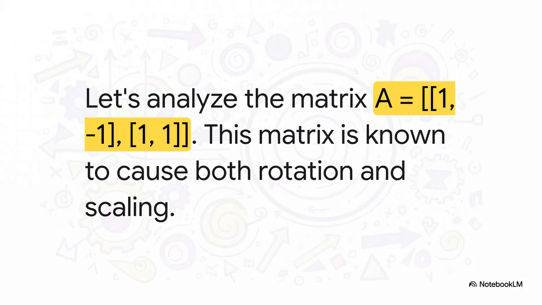Okay, here it is. Our matrix of interest. It looks super simple, right? Just ones and a minus one. But don't let that fool you. This thing packs a serious punch. Anytime you multiply a vector by it, it gets both rotated and stretched. This little guy holds the key to our whole mystery. So first step, let's find its eigenvalues.